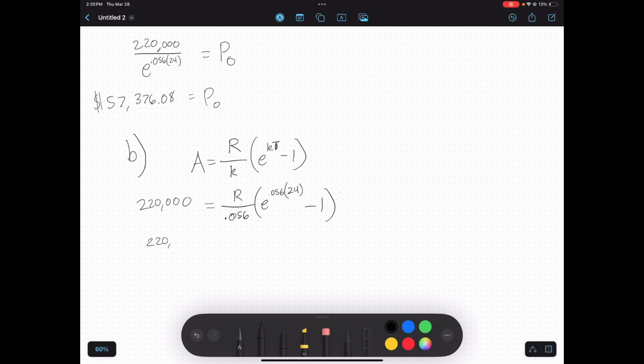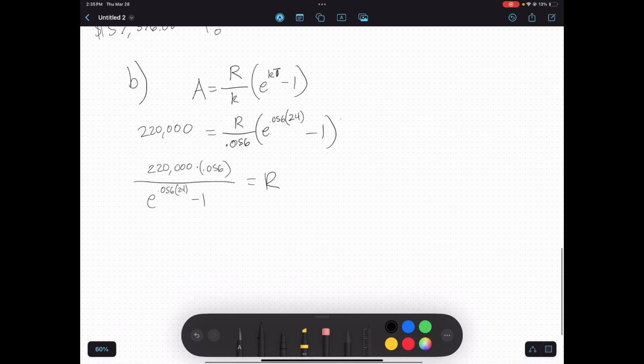I'm going to do 220,000 times 0.056, and then divide by all of this, e to the 0.056 times 24, minus 1. And that should give me my income stream. What do I need to actually contribute every month? And that should give you about $4,346.68. So as long as they contribute this amount, by the end of 24 years, they should have $220,000.